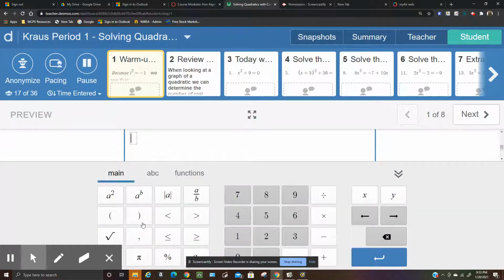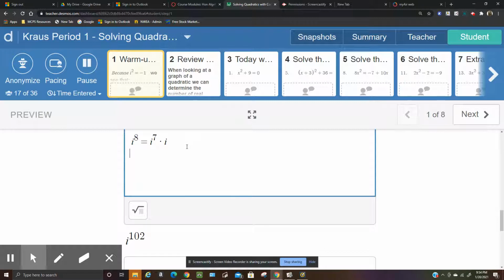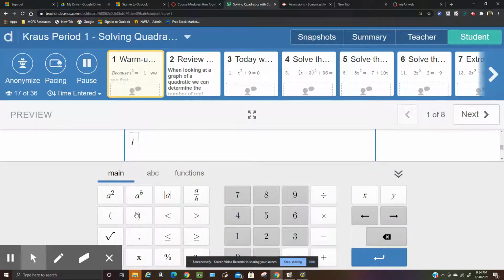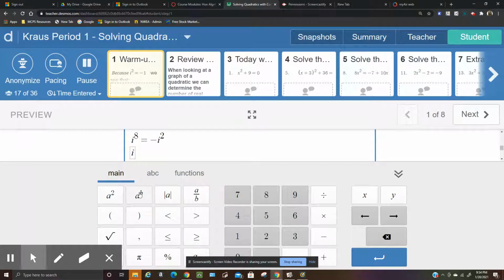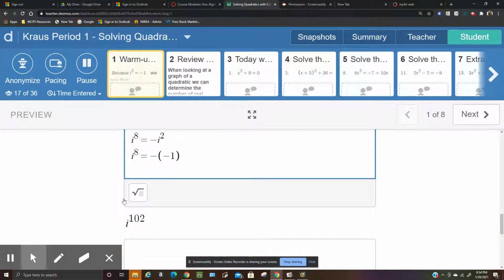And then I to the 8th. I to the 7th times I. Negative I times I. So the negative of I squared. We know I squared is negative 1. Opposite of negative 1. I to the 8th is positive 1.